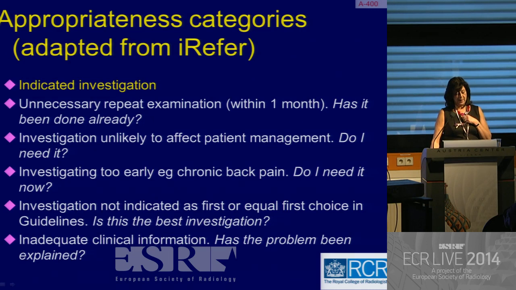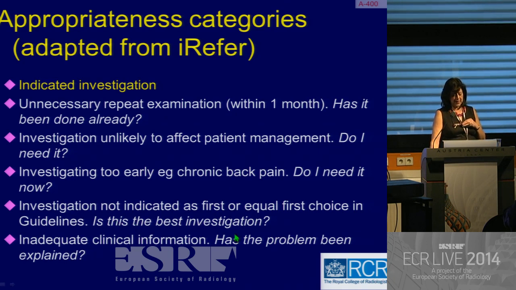So the appropriateness categories, which have been adapted from iRefer, which is our electronic guidelines, is the investigation indicated? So is it an unnecessary repeat examination? Has it been done already? Do I really need to do it again? Do I actually need this investigation? Is it going to affect patient management? Investigating too early, for example, in chronic back pain. Has this patient just got chronic back pain, or do I need to do this now, or can I wait a few weeks and try conservative management first?